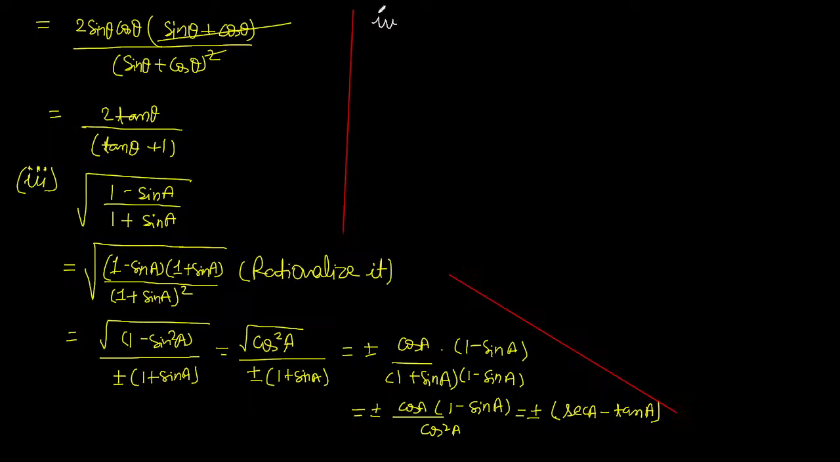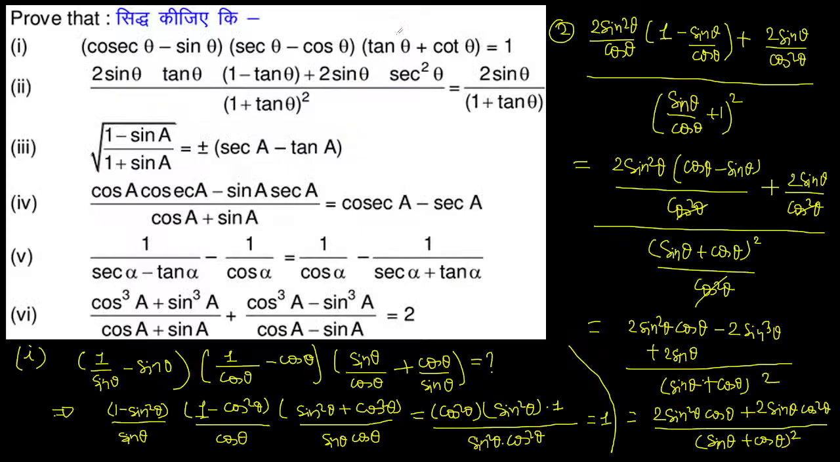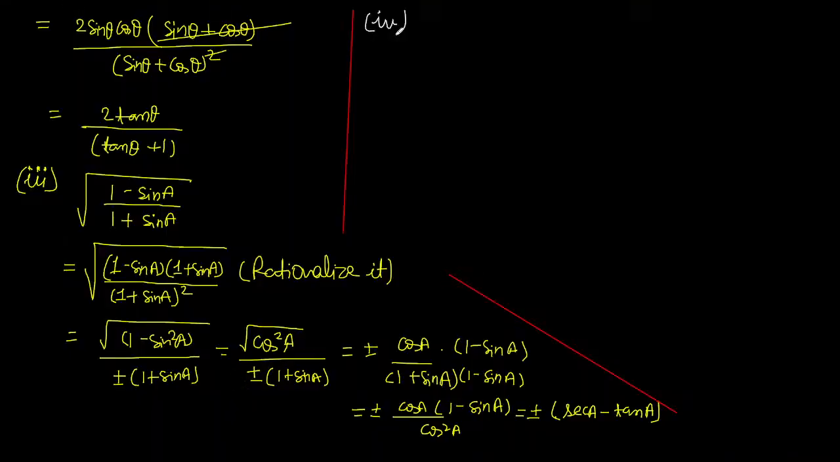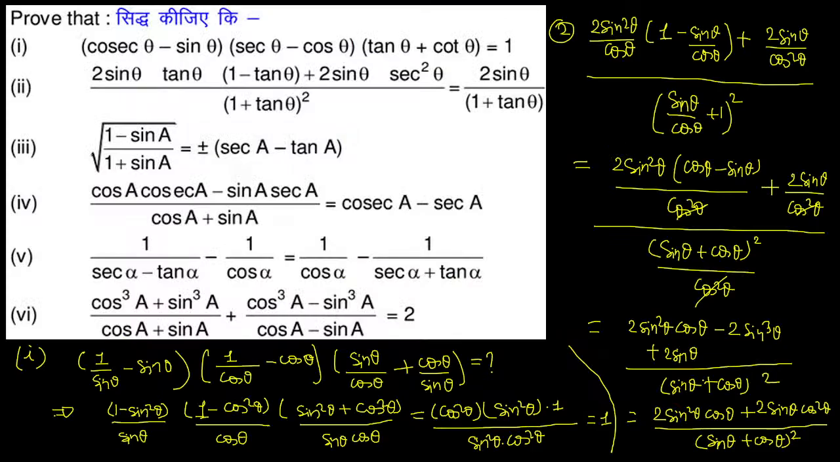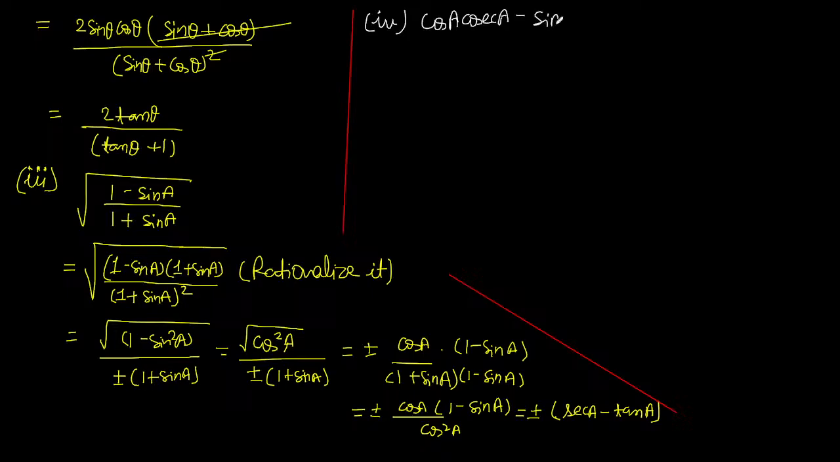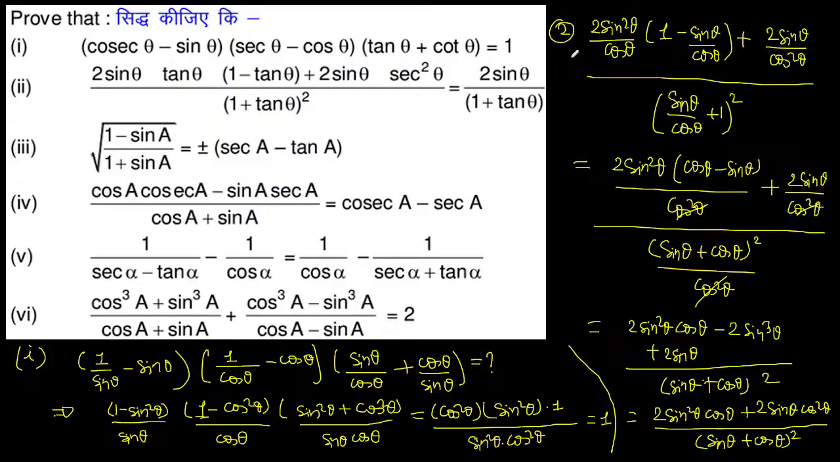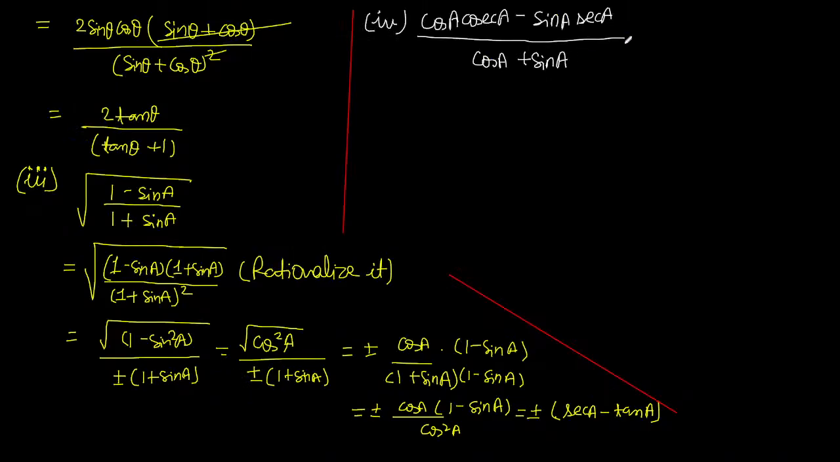Fourth number, cos a cosec a minus sin a sec a, equals cos a plus sin a. Now we have to convert this into cosec A minus sec A.